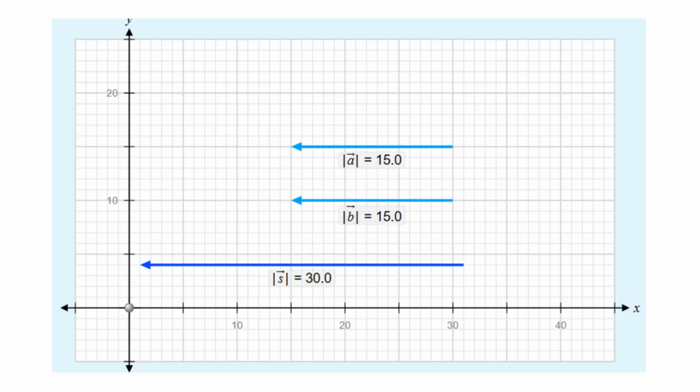In this graph for case 3, vectors A and B are both 15.0 and move left. The resultant vector S has a magnitude of 30.0, indicating 30 units to the left.